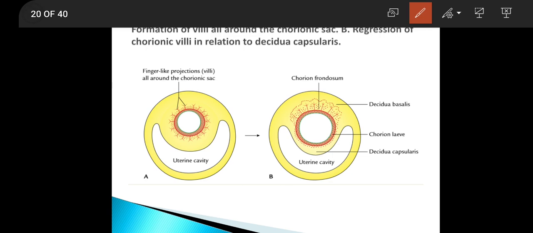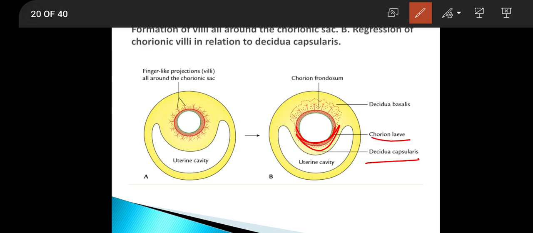And these villi towards the decidua basalis grow more and develop more, and this part of the chorion is called chorion frondosum. The part of the chorion which is related to the decidua capsularis, here the finger-like projections or chorionic villi degenerate or regress, and that is called chorion laeve.